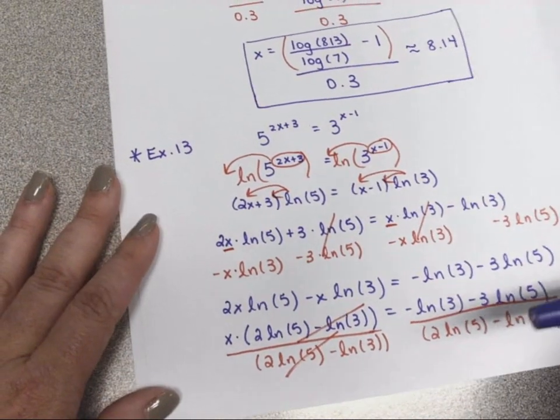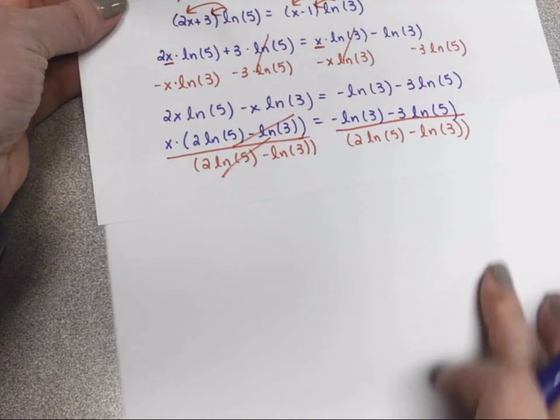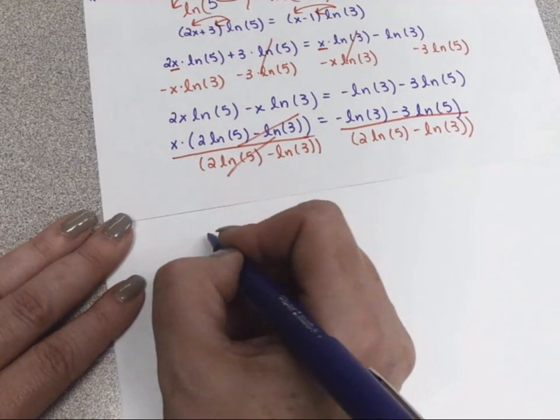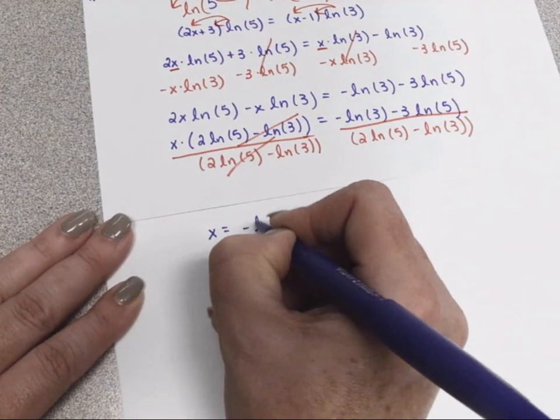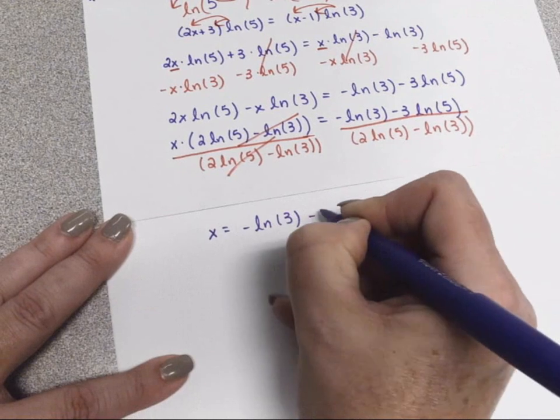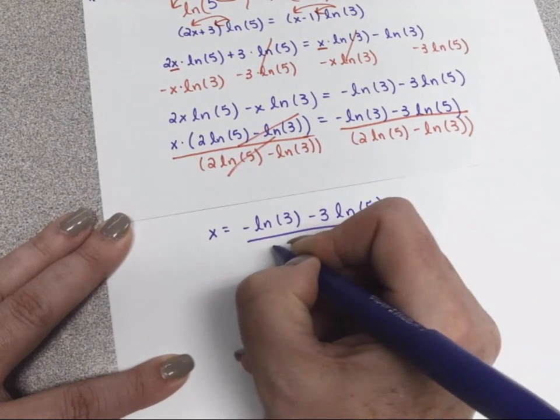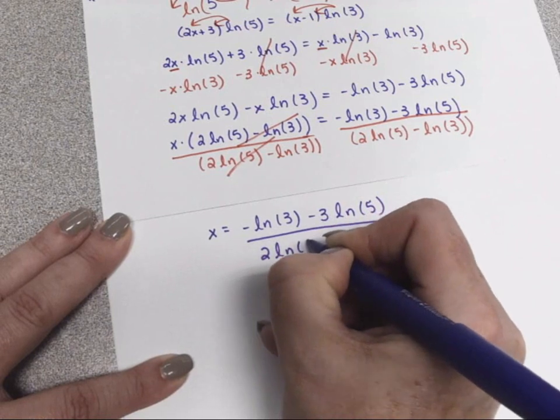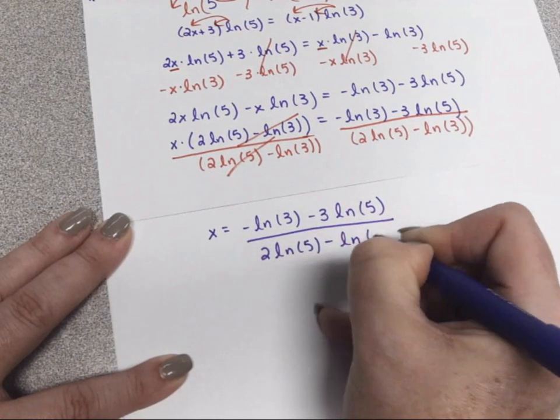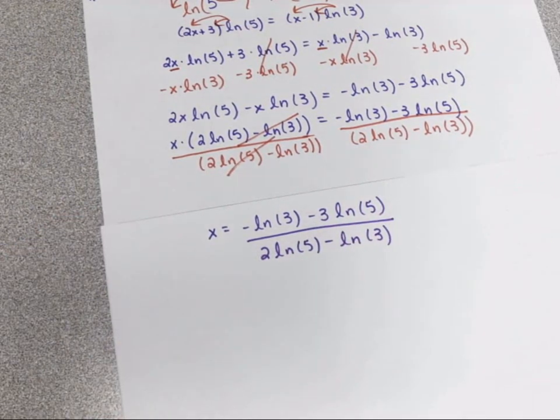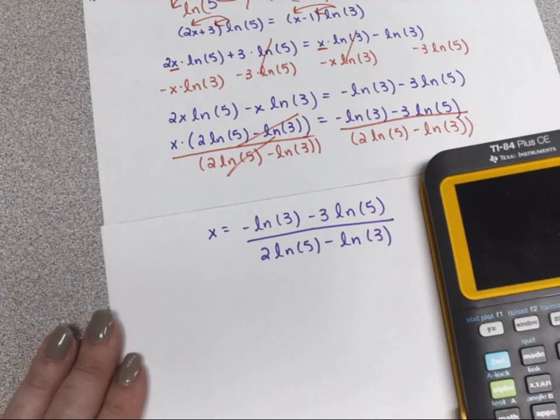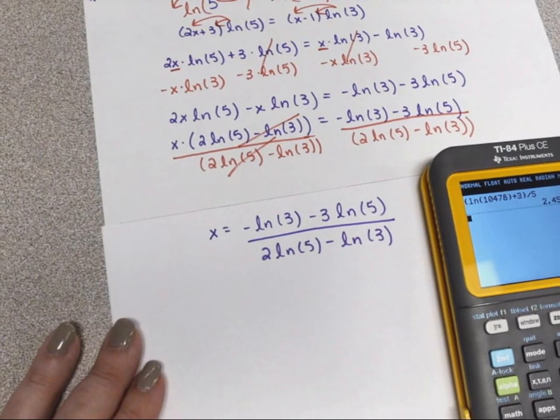So this is one of those times where it doesn't leave you with maybe a very satisfying answer, but it does leave you with an answer that your calculator can handle. So you get this on top and this on bottom. And you're not going to get fancy with it. You're not going to try to cancel anything out. You can't really do that with logs anyway. We're just going to punch it in the calculator, okay?